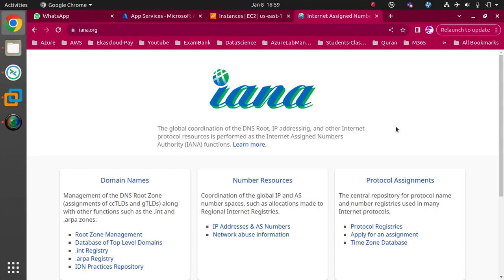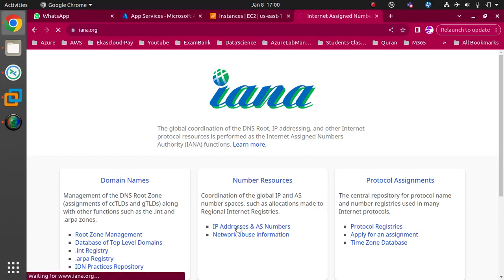So Internet Assigned Numbers Authority is a non-profit organization. They have a lot of responsibilities. They manage domain names and the database of top level domains, and number resources like IP addressing and autonomous system numbers, protocol assignment, port number assignment, time zone database, all will be done by the Internet Assigned Numbers Authority.